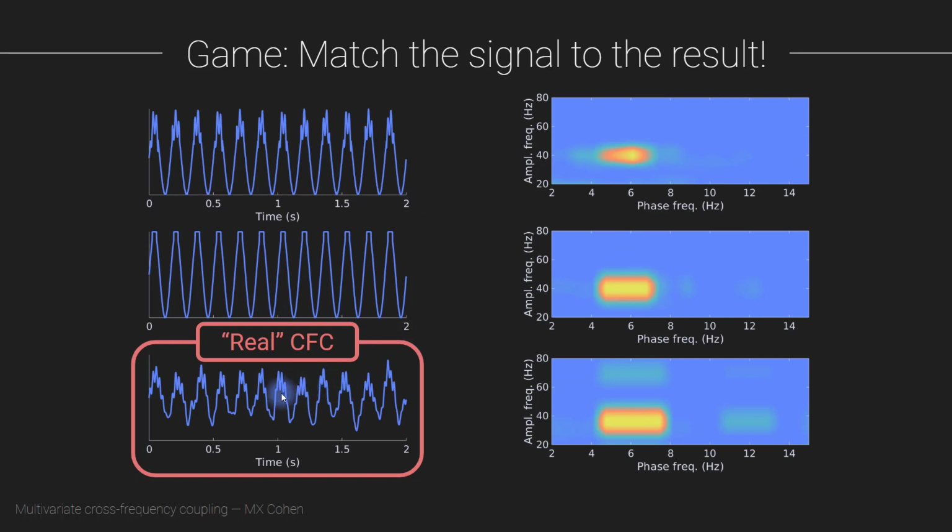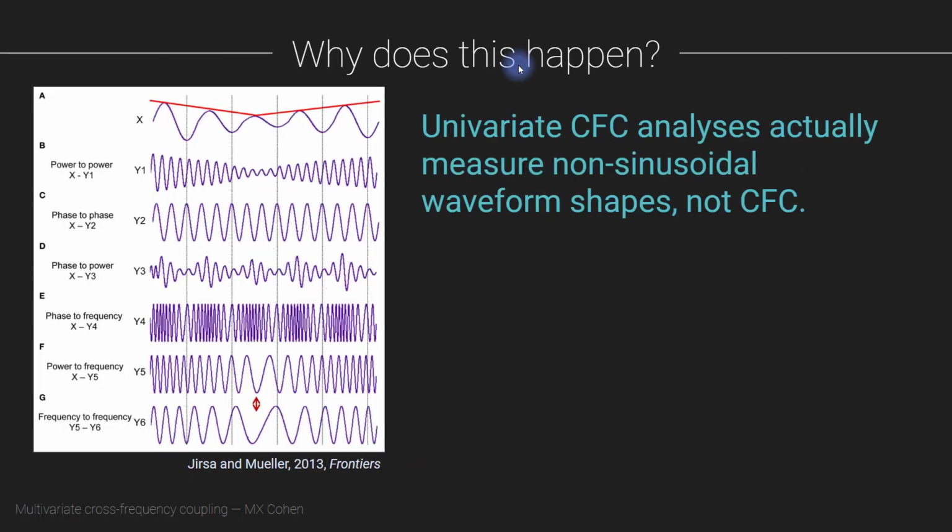Okay, so let's assume for the moment that this is cross-frequency coupling, and these 2 reflect not cross-frequency coupling, but just dynamics in a signal. So then you can see what the problem is. We cannot just look at the cross-frequency coupling result and determine which is reflecting true cross-frequency coupling and which reflects non-stationary features of the signals. Okay, so just to reiterate, the point here is that univariate cross-frequency coupling analyses are actually measuring non-sinusoidal waveform shapes. They're not actually measuring cross-frequency coupling exclusively.